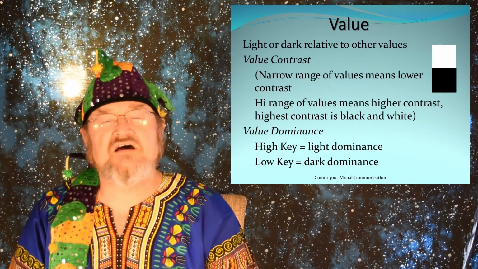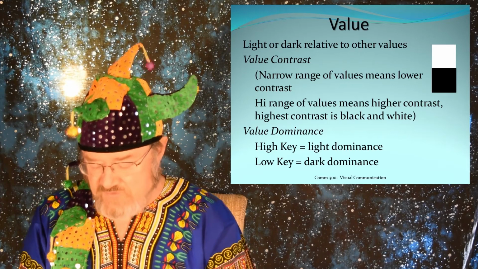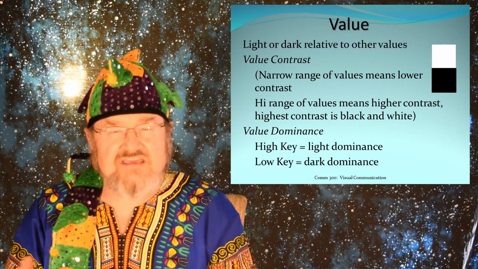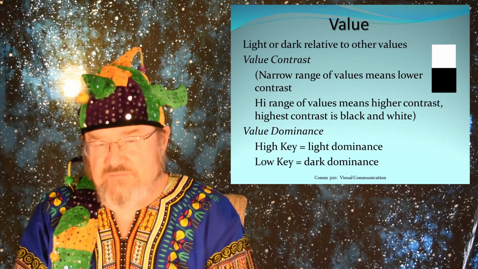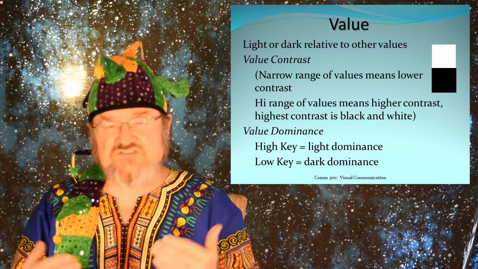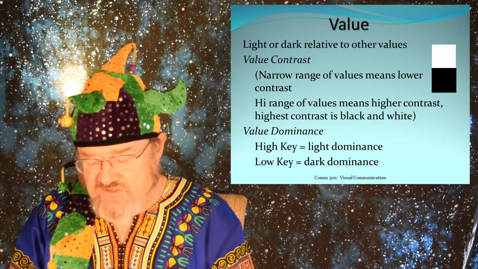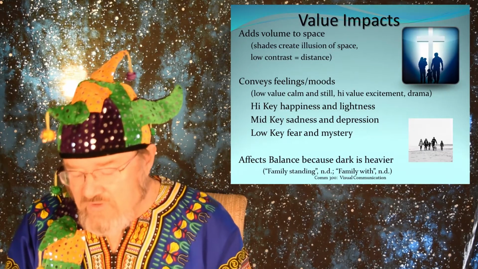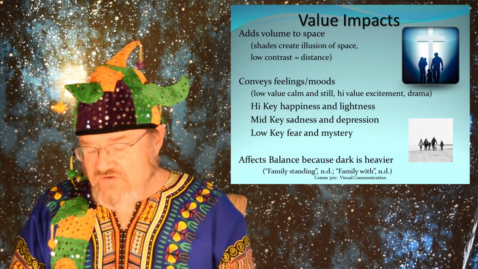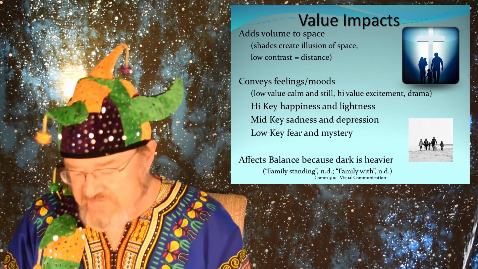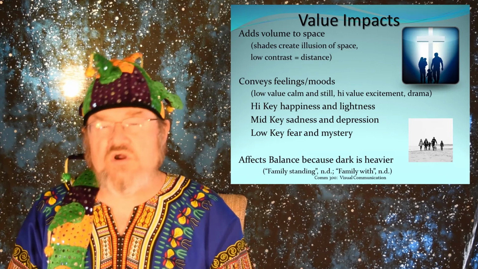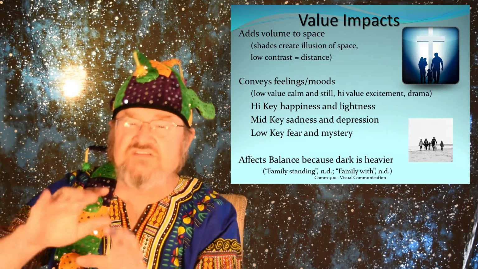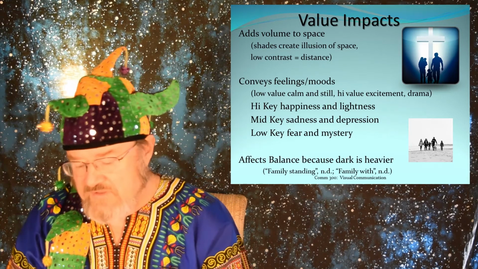We talk about high key or low key value, which means high key is light dominant in the picture, or low key is dark dominant in the picture. Is it a darker picture? Things happen when we change the value of an image. For example, shades and darkness can create the illusion of space, right? And something that's low contrast, where you can't see distinctions, tends to be farther away.